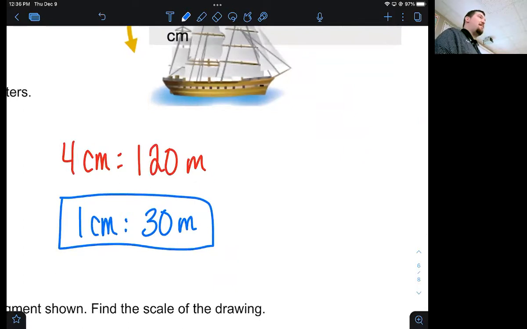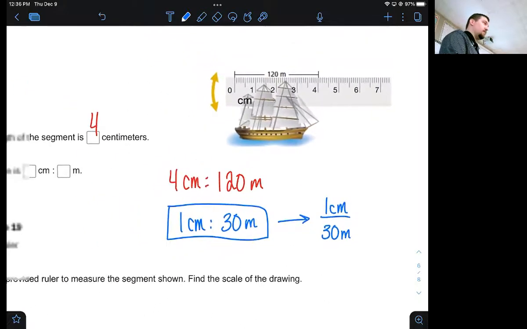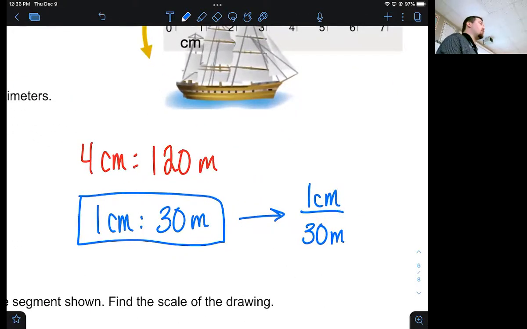Now, I don't have to here, but I want to practice turning this into a scale factor, just so we're good on the quiz tomorrow. If I turn this into a scale factor, I would have to write it as a fraction and then get the units to line up. In order to get the units to line up, you'd have to tell me how many centimeters there are in a meter. It's not 120. It's 1 centimeter is 30 meters. That's the answer. How many centimeters are there in a meter?